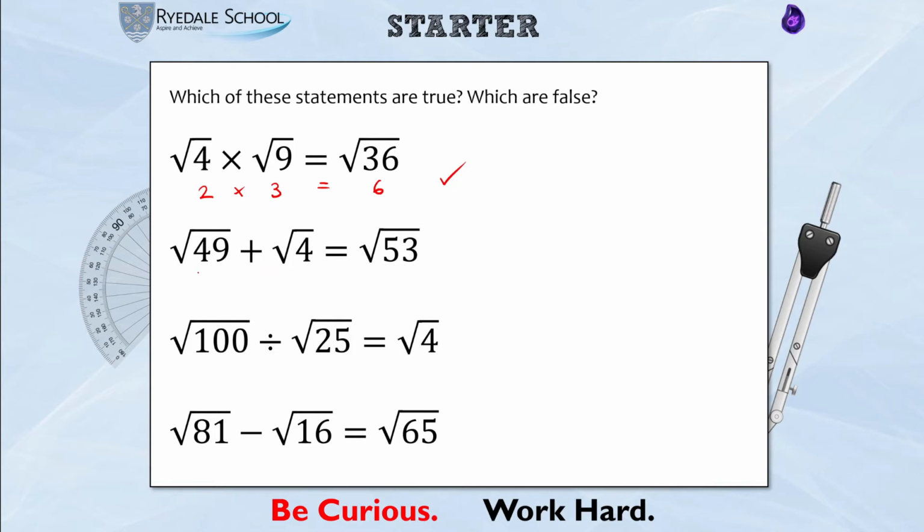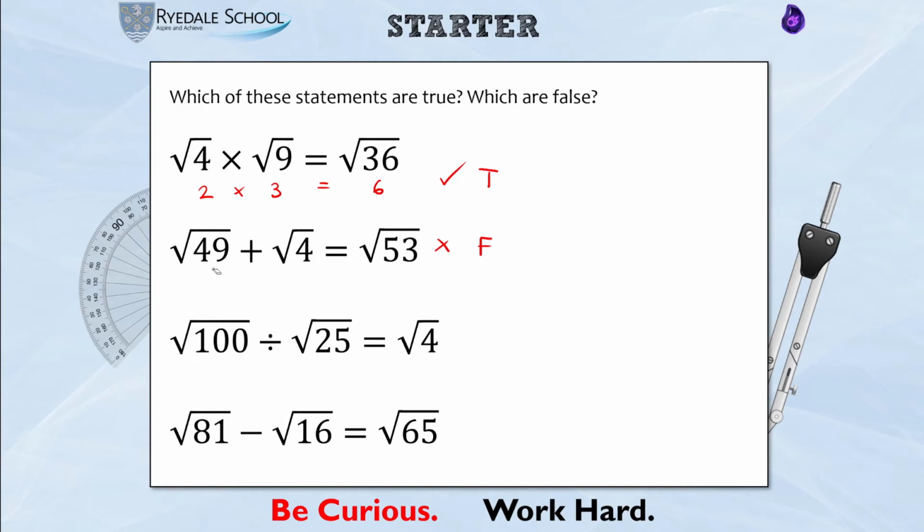Let's have a look at this next one. The square root of 49 is 7. The square root of 4 is 2. The square root of 53, I have not got a clue. It's somewhere between 7 and 8. But 7 plus 2 equals 9. Well, 9 is the square root of 81. So this one is definitely incorrect. This one is false.